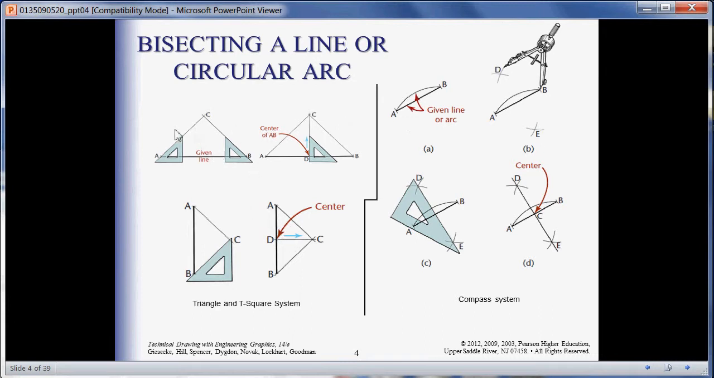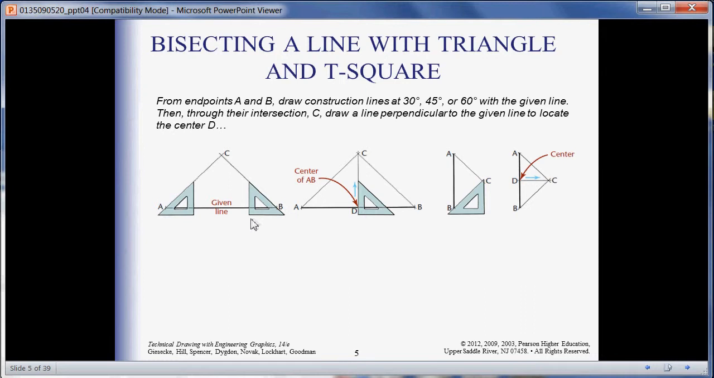All right, very similar to this is the method with the compass. What we would do is set ourselves up on, say, A and B, and then take a compass measurement a little longer than half, and then swing an arc. Swing one that way, swing one this way. Then if we connect the line, that line bisects those 2 points right there. Here we go, bisecting the line with a triangle and a T-square. Same kind of thing, the two 45 degrees intersect up in here, drop that line down, and that line is bisected. Similar thing if the line was vertical.